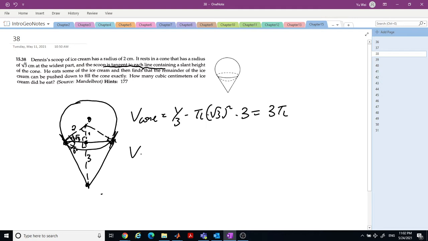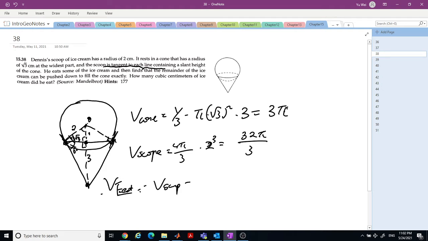And the volume of our scoop is 4 pi over 3 times r cubed, so r cubed is 2 cubed, right? So it's 32 pi over 3. Then the part we eat is the V scoop. V eat is the V scoop minus the V cone. Okay, then after calculation, you will get 23 over 3 pi.